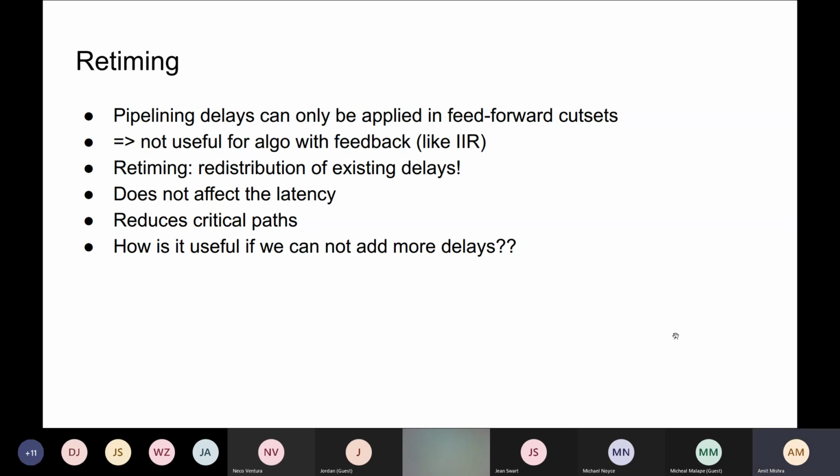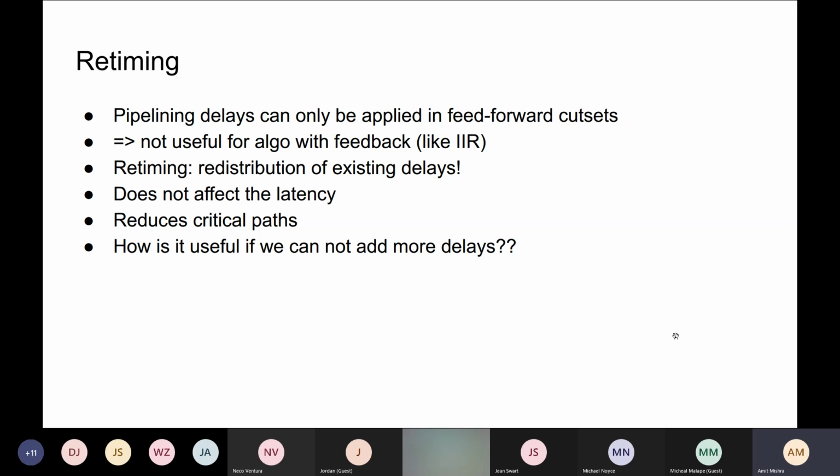Now, this means that retiming doesn't exactly affect latency. It can reduce the critical path if we know how to distribute the delays in the algorithm or in the implementation. Now the question is, if we cannot add extra delays, what do we do? If there is a big critical path, where do we get extra delays from? Because we have to have delays in the network to distribute them, right? Without extra delays, how do we distribute the delays?